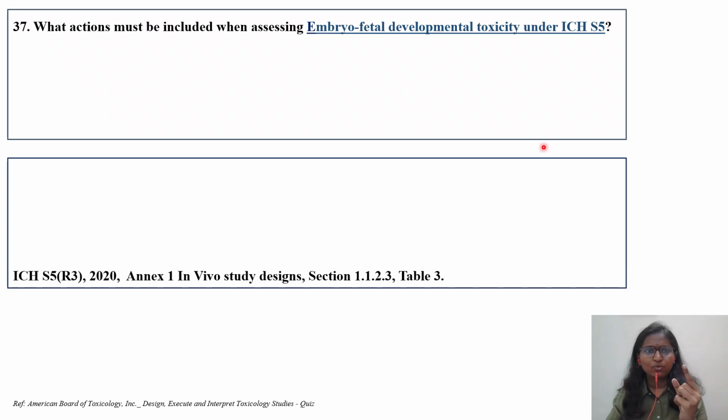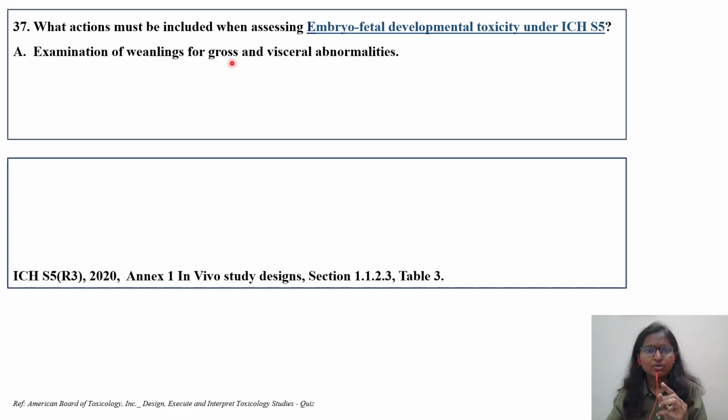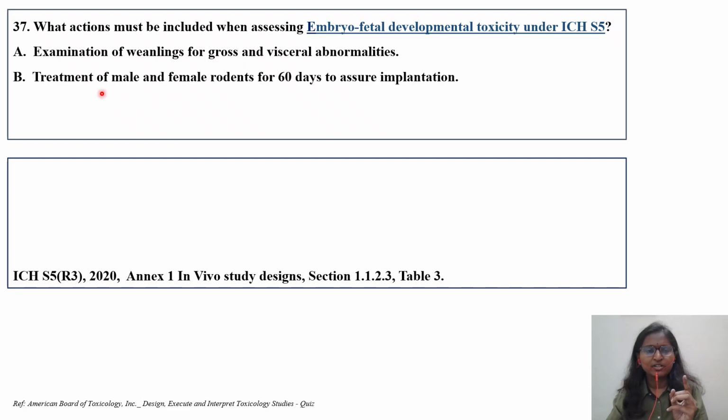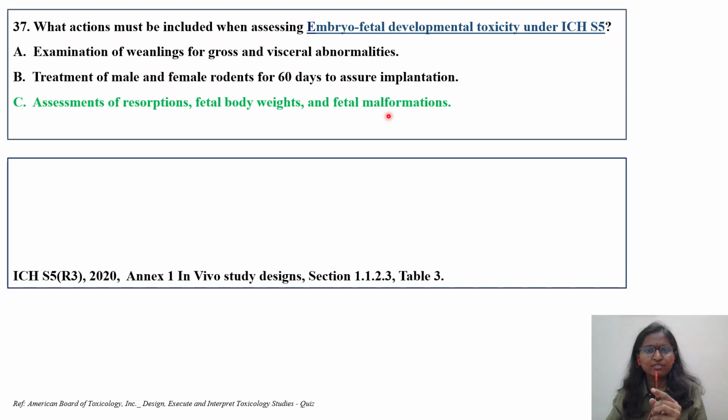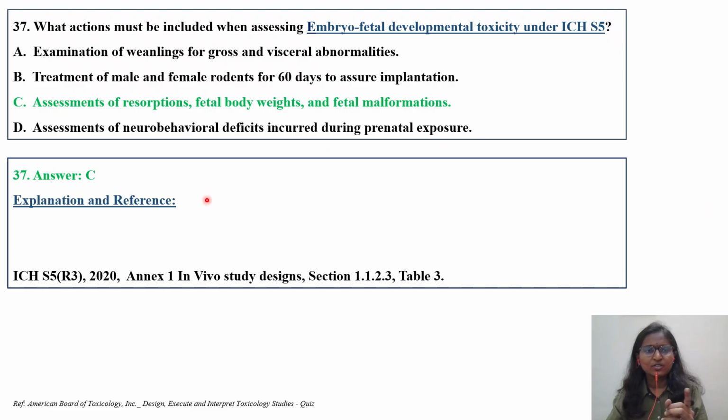The question is: what actions must be included when assessing embryo-fetal developmental toxicity under ICH S5 guideline? Okay, let's look into what the options are. Option A: examination of weaning for gross and visceral abnormalities. Option B: treatment of male and female rodents for 60 days to assure implantation. Option C: assessment of resorptions, fetal body weights and fetal malformations. Option D: assessment of neurobehavioral deficits incurred during prenatal exposure. The right answer will be in the option in green text.